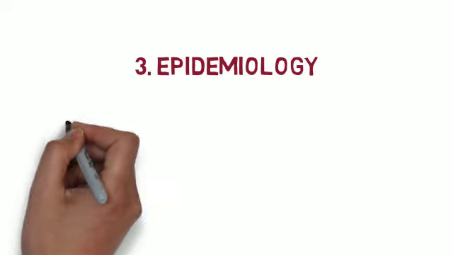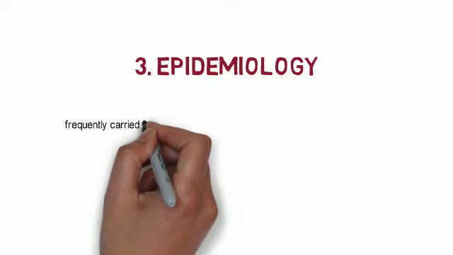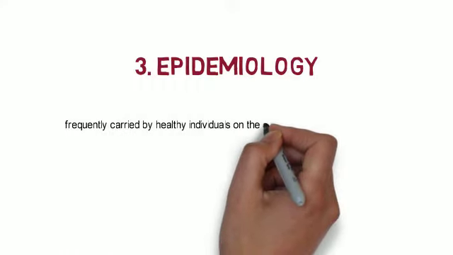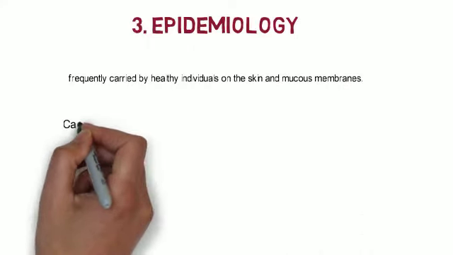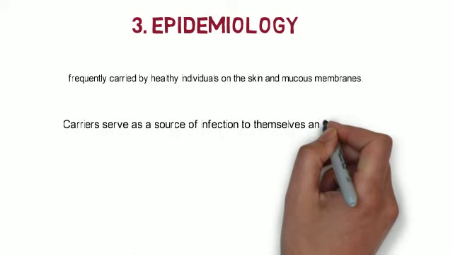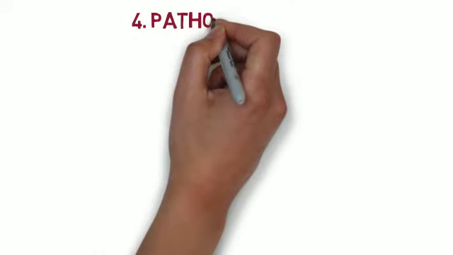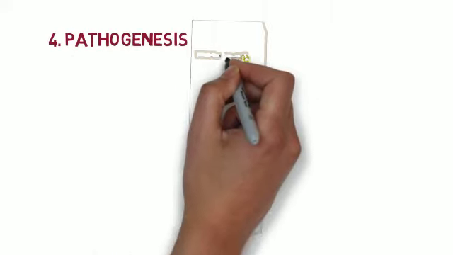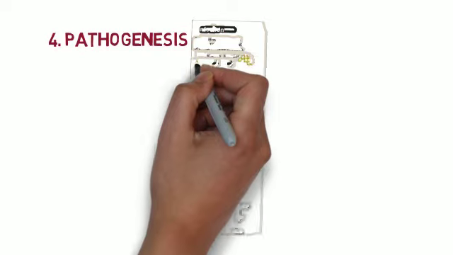3. Epidemiology. Staphylococcus aureus is frequently carried by healthy individuals on the skin and mucous membranes. Carriers serve as a source of infection to themselves and others. 4. Pathogenesis. As shown in the figure.